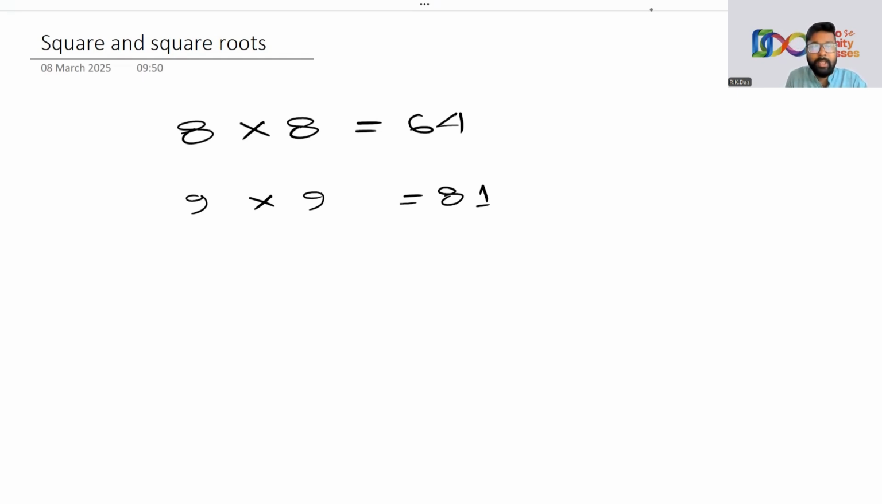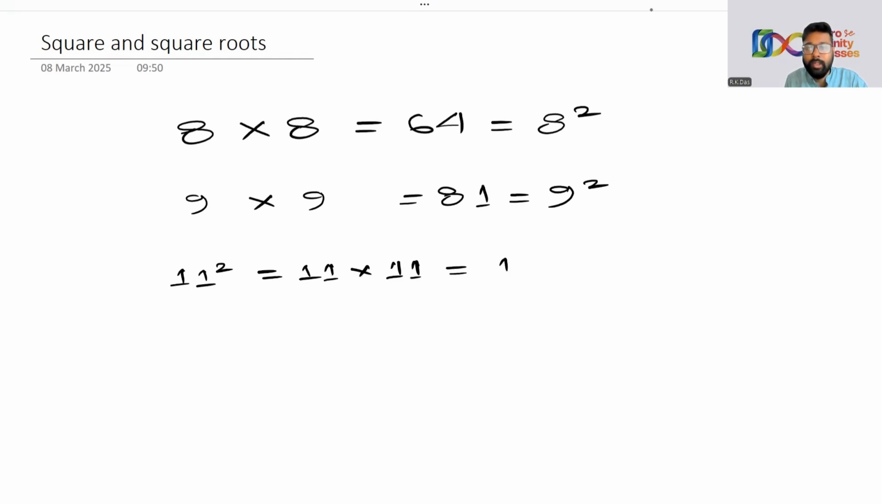That means we are multiplying 8 two times, and that is nothing but 8 square. Similarly, here we are multiplying 9 two times, which can be written as 9 square. Suppose we need to calculate 11 square. It will be 11 into 11, and 11 into 11 will be 121. So the square of 11 is 121.